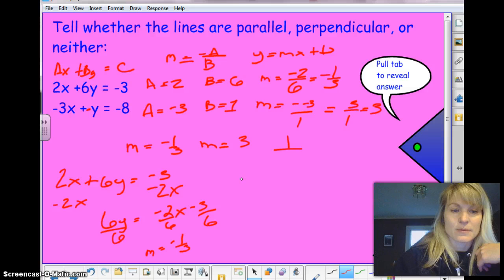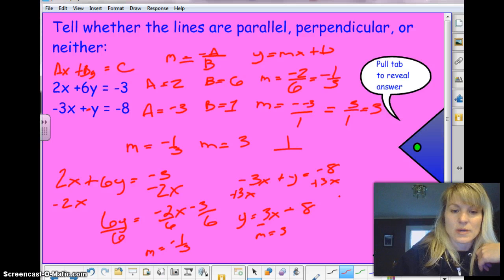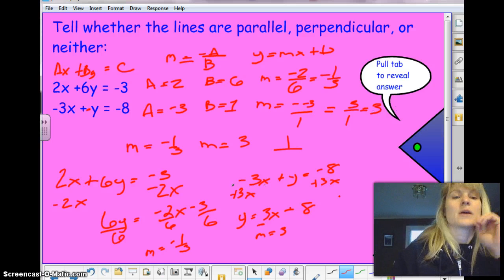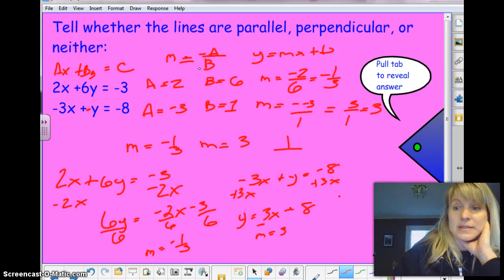And then the same thing for the other one, -3x + y = -8. We just add the 3x over here, and then we'll have y = 3x - 8. And again, the slope is 3, which is the same as what we found up here. So either way is fine. This is easy if you can remember the negative A over B. And we talked about this in class, it's negative A over B because I subtract Ax over here and divide by B to get this into slope-intercept form.